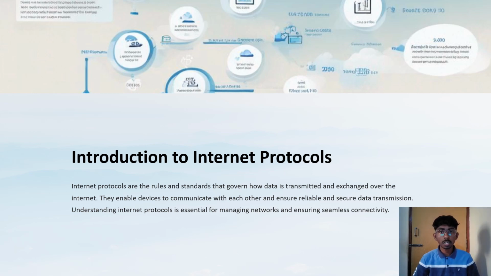It also makes sure that there is a secure transmission of the data, that is, no data is taken from other users who do not have access to the data and misused. It also takes care of that. Understanding internet protocols is essential for managing networks and ensuring seamless connectivity.